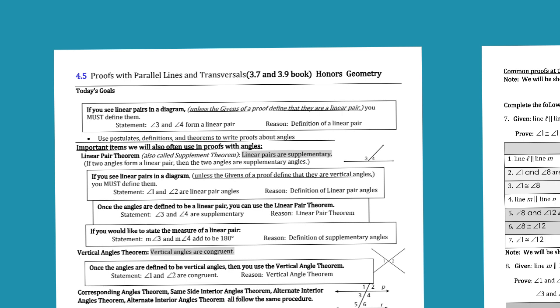So what I want you to recall is this. If you see linear pairs in a diagram, you know you have to call them out and put it in your proof. You have to say, oh, angle 3 and 4 form a linear pair. And the reason is by definition of linear pair. Now, if you see vertical angles, you do the same thing. And then today we're going to be using that when you're like, oh, I see alternate interior angles. You say angle 4 and 5 are alternate interior angles. Why? Definition of alternate interior angles.